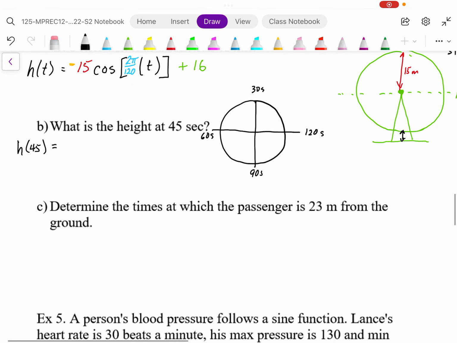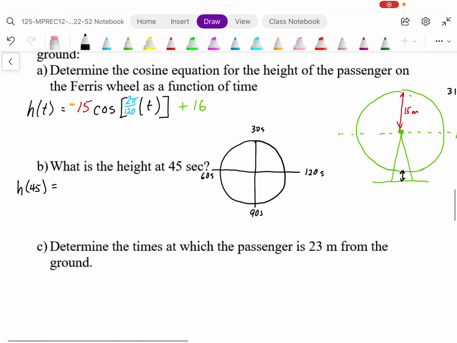Part B says, what is the height at 45 seconds? Well, if I take a look at the full circle, it takes me 120 seconds to get around the full circle. So I've marked the 90-degree parts with the seconds. And if I were to draw in 45 seconds here, 45 seconds is going to be right at that angle right there. So there's my 45-second point.